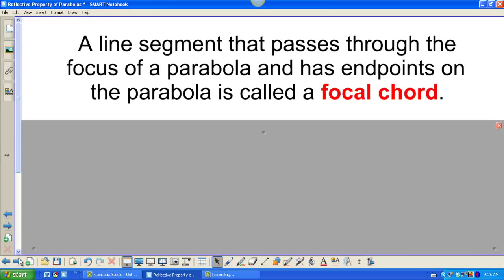So here is our first vocabulary word, a focal chord. This is where you have a line segment that passes through the focus of a parabola and has endpoints on the parabola. And this is what a focal chord is. So let's take out our patty paper parabola and draw in examples of a focal chord.